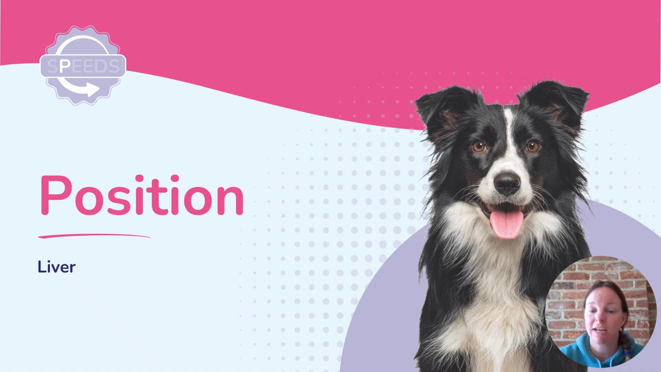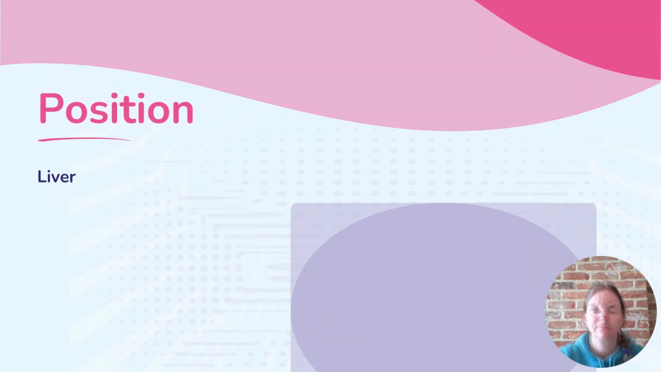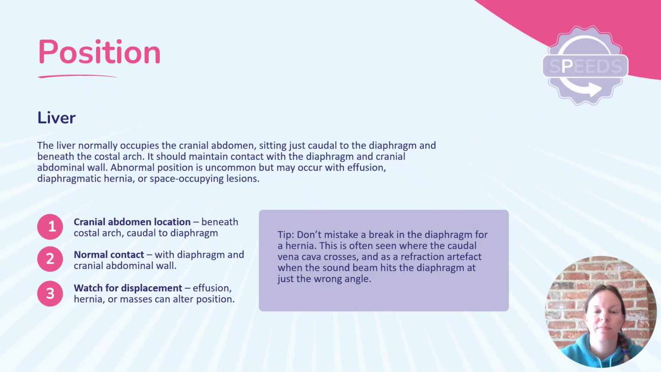Moving on to our next letter, P stands for position. So we'd normally expect the liver to be in the cranial abdomen with contact with the diaphragm, which often shows up as bright white. The bright white is actually the gas being reflected in the lungs, and so the liver should sit just caudal to that. And it should all be within the area of the costal arch.